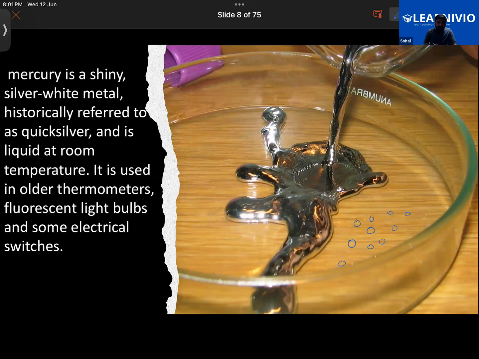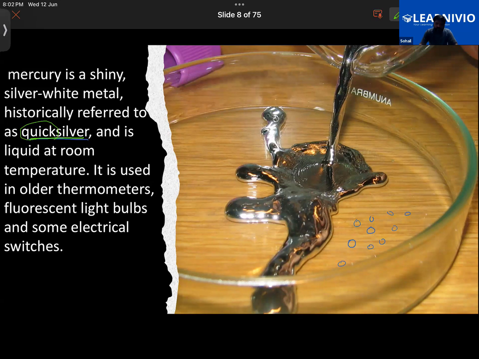Now, historically mercury has been called quicksilver. It has a color similar to that of silver, and it is very quick, meaning that its molecules are in higher motion and keep moving continuously.